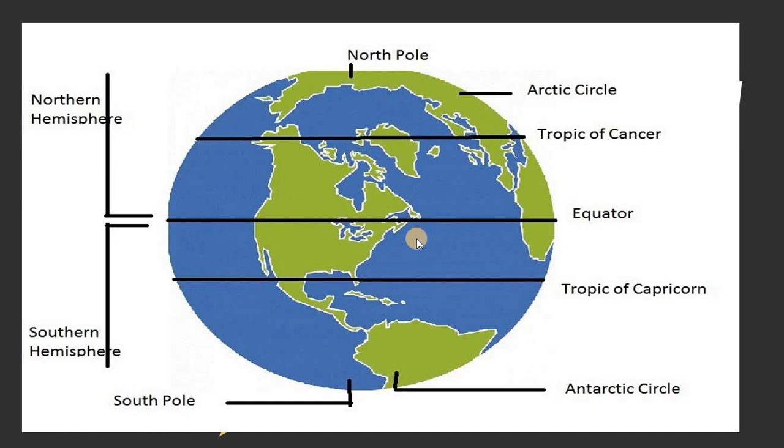You can see in this picture that it's our North Pole and it's our South Pole, and this is our equator. An equator divides our Earth into two hemispheres, that is, this is our North Hemisphere and this is our South Hemisphere. So we call it Northern Hemisphere and Southern Hemisphere. You can see Arctic Circle, it's here. Then Tropic of Cancer, equator, Tropic of Capricorn, and at the last Antarctic Circle.